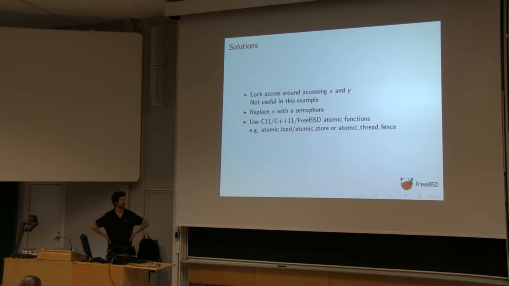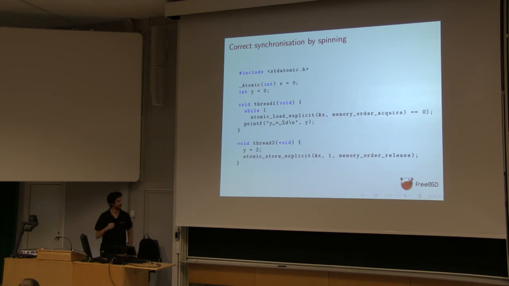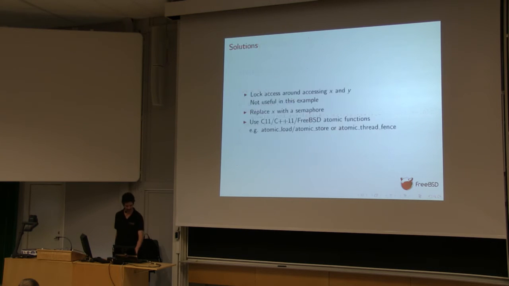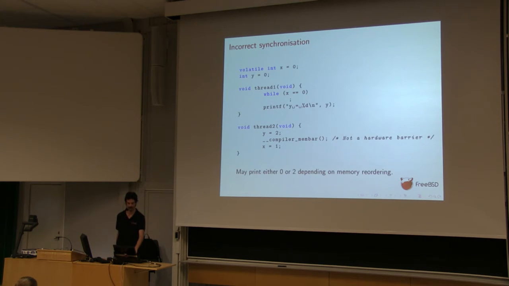So there are a few C11 functions: atomic load and store, and atomic thread fence, which is basically a memory barrier, a DSB, so it's a full memory barrier. And hopefully this code is actually correct. If you remember back in this code, we're checking x is non-zero in thread 1 and then printing y.